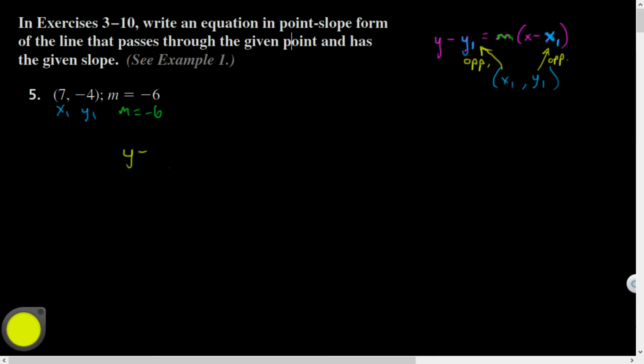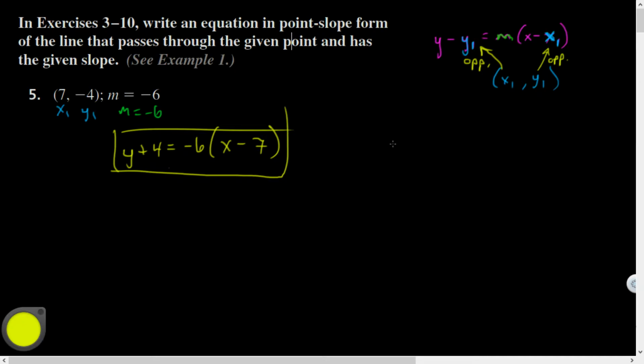So y plus 4 equals -6 parentheses x minus 7. And there is the equation of the line in the point-slope form. I think that's all they asked me to do. Bam, done. Let's go to the next problem.